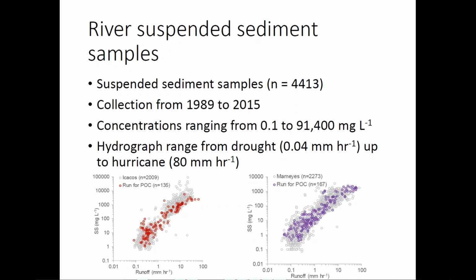In these graphics below, which a lot of you have seen multiple times, the suspended sediment samples are the gray background, and over top of those are the colored samples, the ones that I was able to run for POM. You can see what an amazing spread we have for the area in terms of runoff increases and also suspended sediment increases. Okay, next slide.